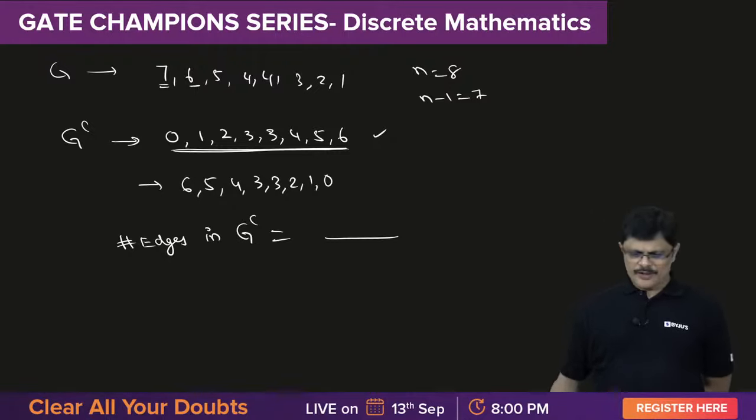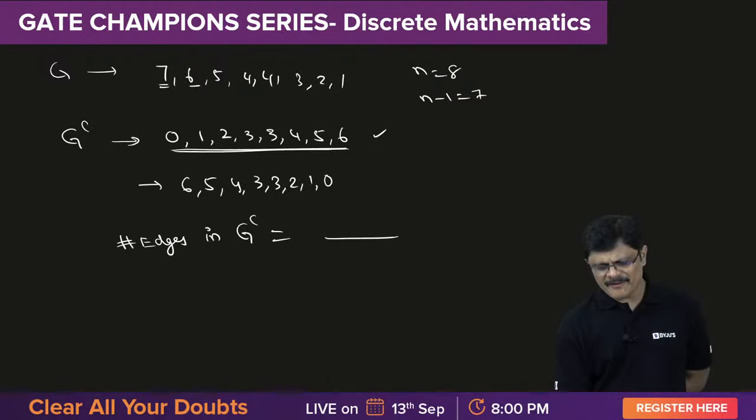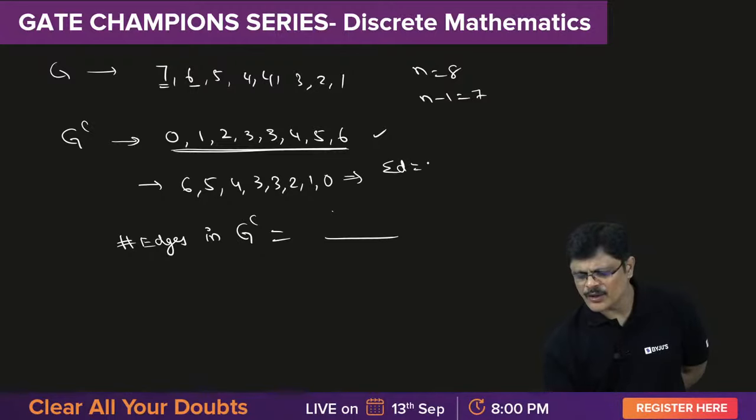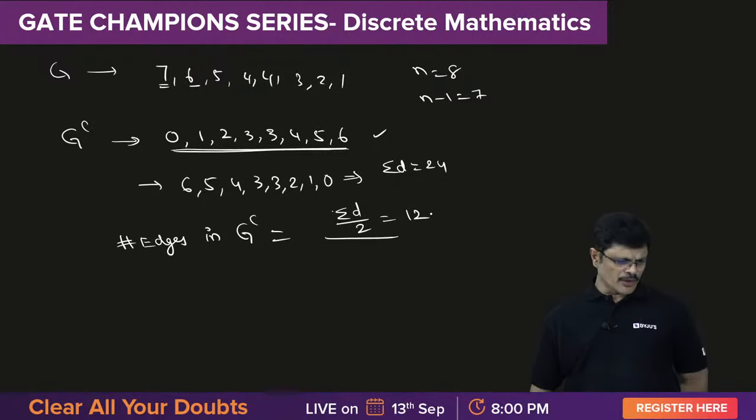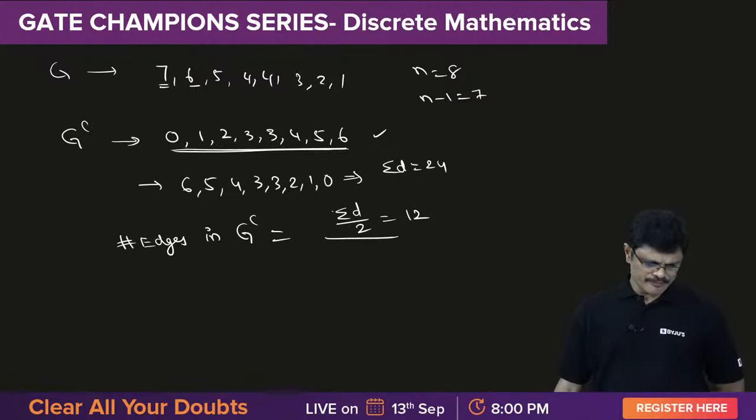Yeah. So if you add up 6 plus 5 is 11, 15, 18, 21, 22, 24. The sum of degrees is 24, and the number of edges is the sum of degrees divided by 2, which is 12. Very good Anant Mohan and very good Tushar. Super. So all these kinds of questions are possible.